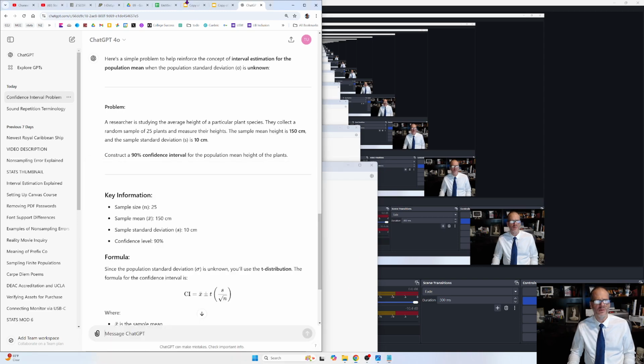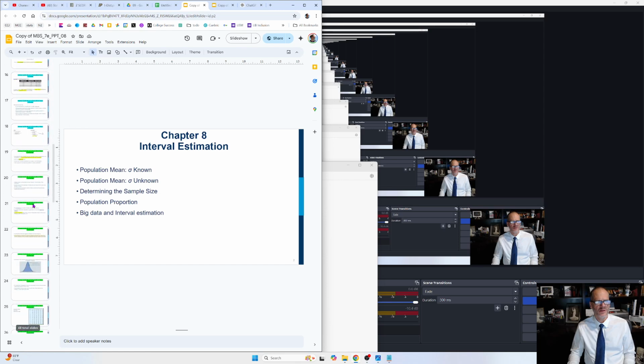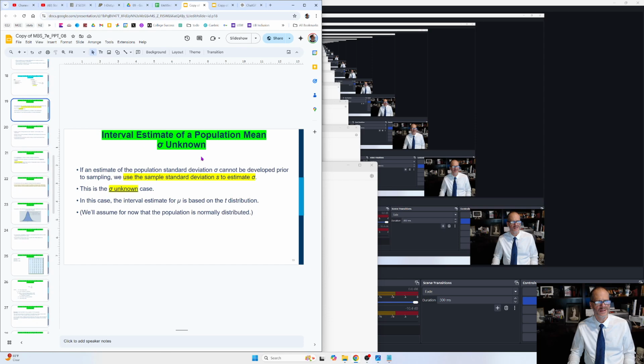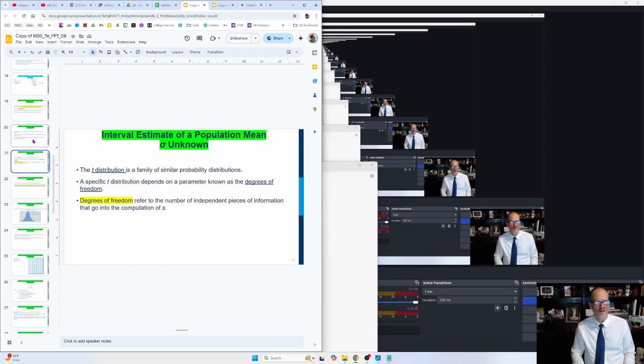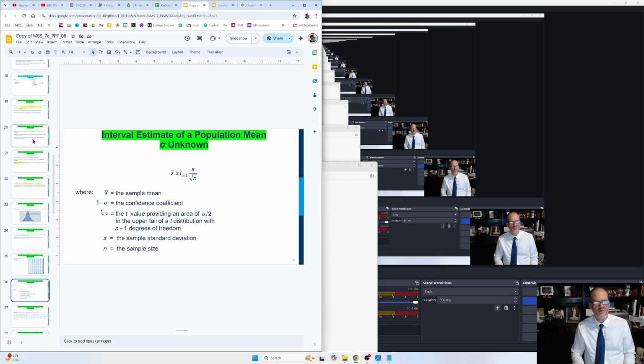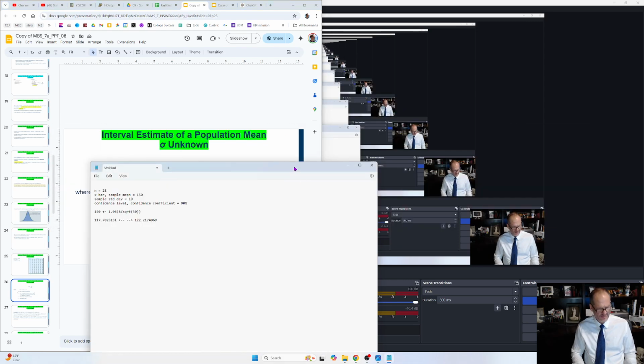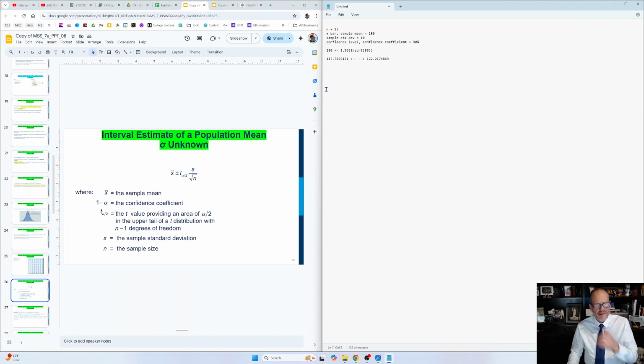Oh, we got to go get our formula. So we're going to come over here and scroll down to the situation where the population standard deviation is not known. And we're going to look for the formula. And remember, we got to use the t-table now, right? That's good. And so this looks like a formula. So we're going to use this formula here. So now I will bring this over on the right.